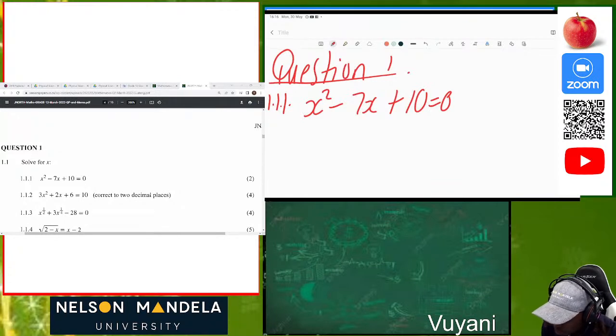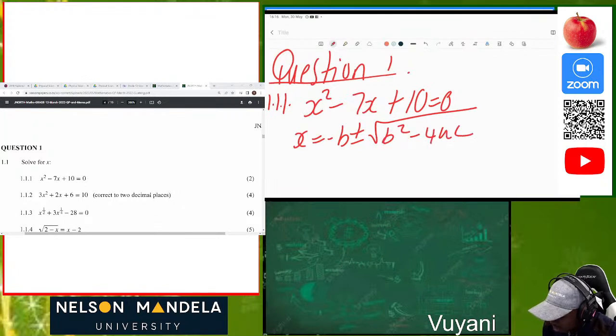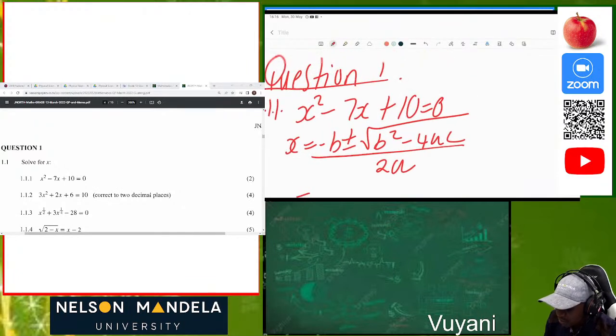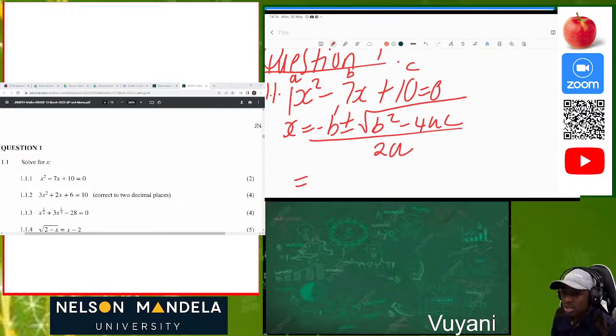So the quadratic formula will be x is equal to negative b plus or minus the square root of b squared minus 4ac, over 2a. Now let's substitute. Given this quadratic equation, we know that this is illustrating a, this is illustrating b, this is illustrating c. So now we can substitute all the values from our quadratic equation into the quadratic formula.